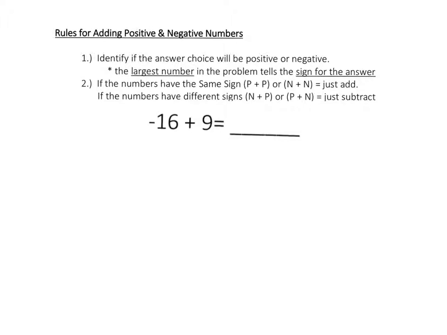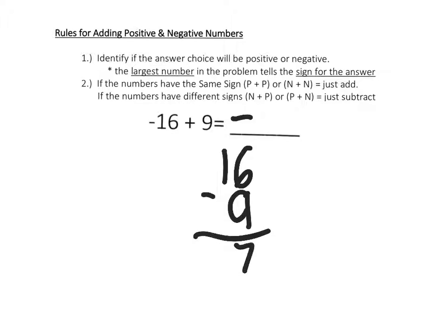Here we have our next example, negative 16 plus 9. Now we go to our first rule that tells us if our answer will be positive or negative. So we look at the largest number, which is the negative 16 here, and that will tell us that our answer will be a negative. Then the second rule says if the numbers have different signs, a negative plus a positive, we just subtract. So I always like to go vertical when I add and subtract. 16 minus 9. So 16 minus 9 gives us 7. So our answer will be negative 7.